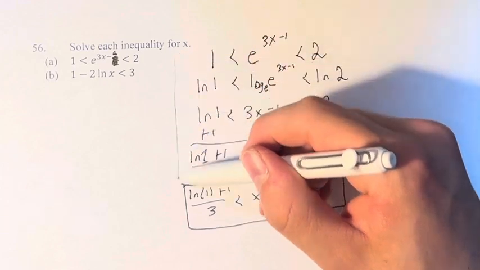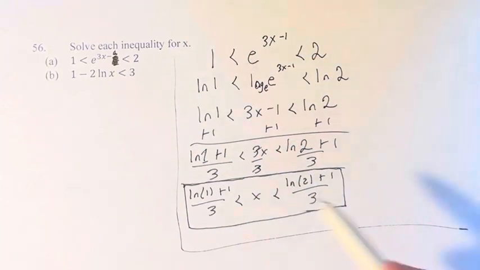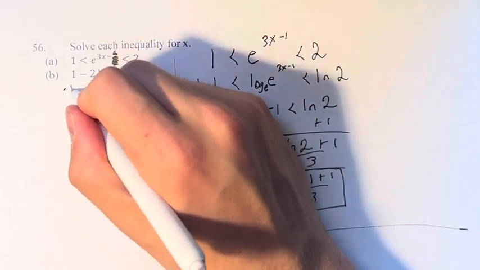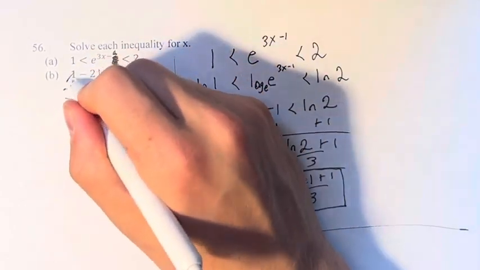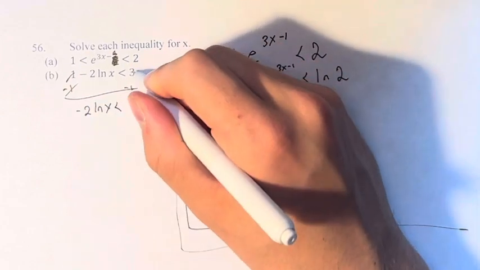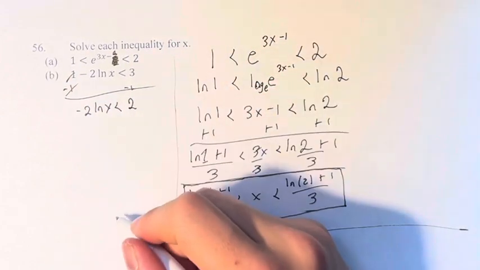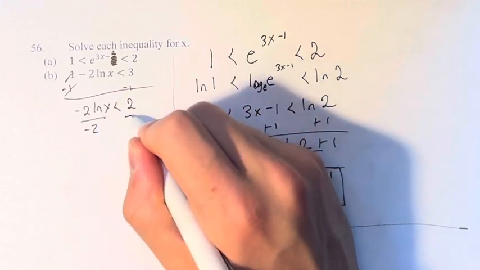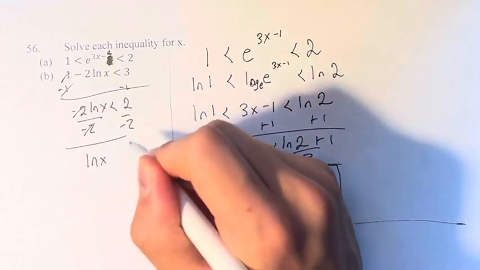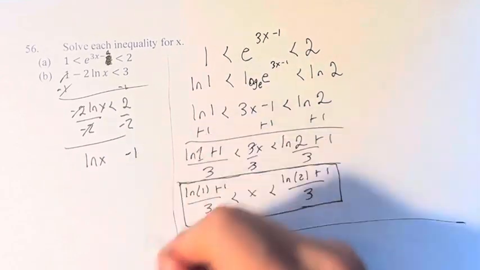Next we can do B. If we have 1 minus 2 ln of x is less than 3, we can subtract 1 from both sides. So that leaves us with negative 2 ln of x is less than 3 minus 1, which is 2. Dividing both sides by negative 2, this cancels and I'm left with ln of x. 2 divided by negative 2 is negative 1.